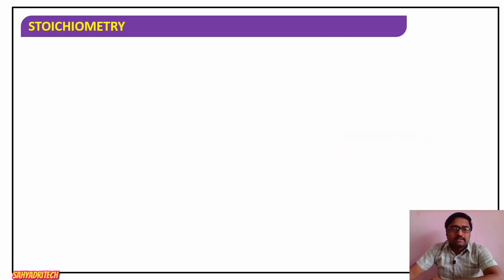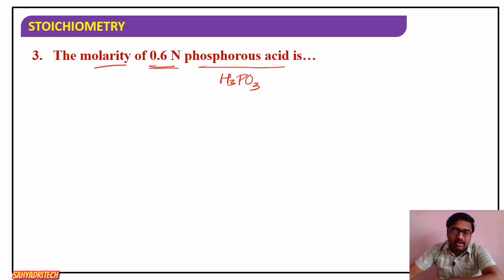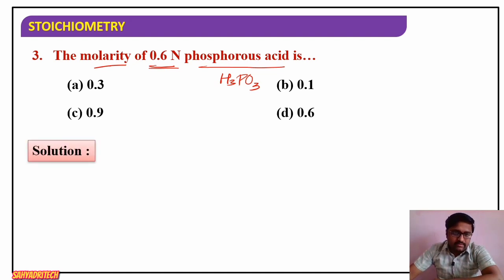Well, consider the next one. The molarity of 0.6 normal phosphorous acid, phosphorous acid H3. Okay, what is phosphorous acid? Phosphorous acid is nothing but H3PO3. They are asking the molarity of 0.6 normal phosphorous acid. Well, option A 0.3, option B 0.1, option C 0.9, and option D 0.6. Well, we look at the solution here.